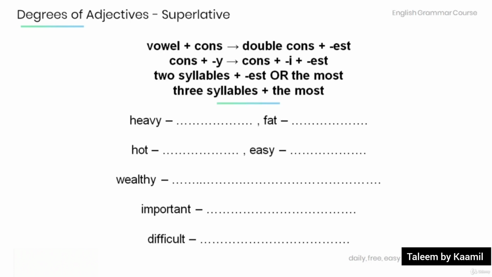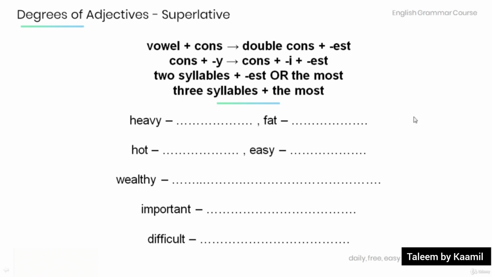Also remember that when an adjective ends with a vowel plus a consonant, we double the consonant and then add est. And when an adjective ends with a consonant plus y, we keep the consonant, change y to i, and then add est. And when there are two syllables, we add est or the most. And when there are three syllables, we simply add the most. Now provide the superlative form of the adjectives below.